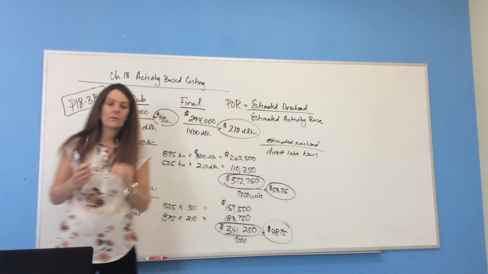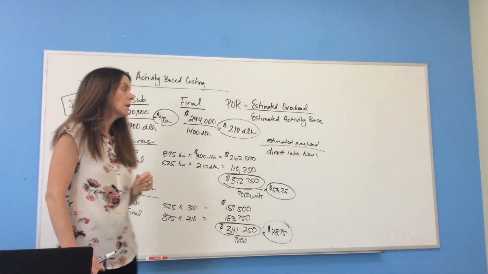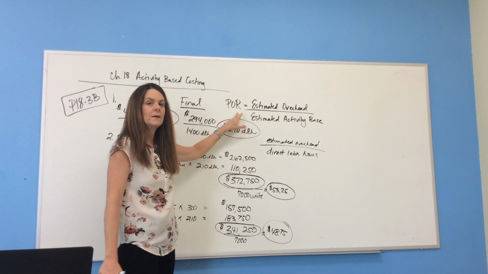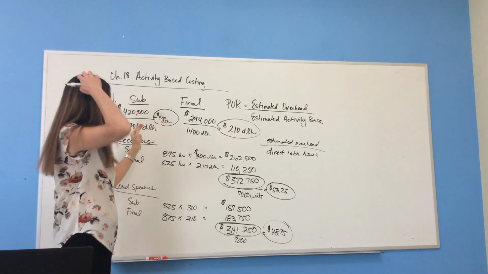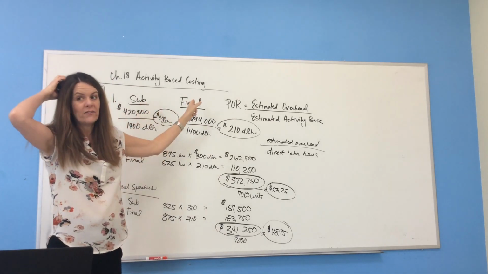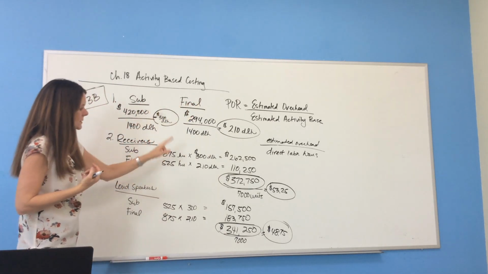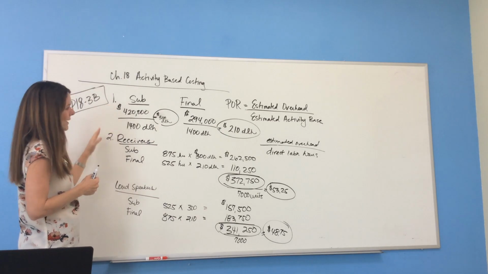Okay, so we had a little bit of a crossover from chapter 16 using the predetermined overhead rate. I explained that. In this case, we had to use the predetermined overhead rate for 2 different places, the sub-assembly and the final assembly. And so we did that, so we're done with 1 and 2.